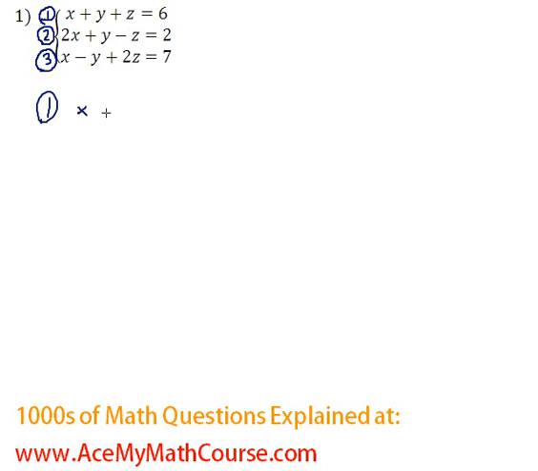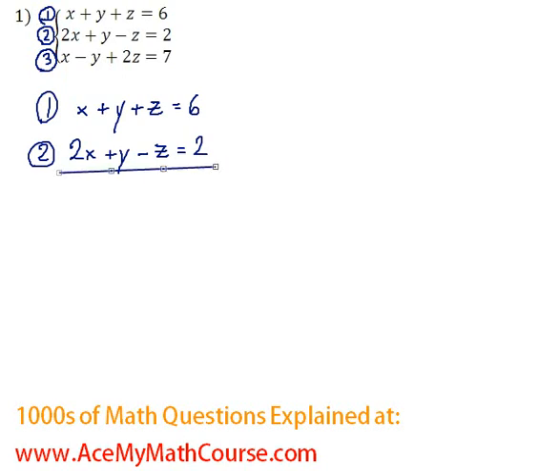Equation 1, so x plus y plus z equals 6. Equation number 2, 2x plus y minus z equals 2. Great. Now I have chosen to eliminate y, so I will subtract these equations. That way the y's are going to cancel out.